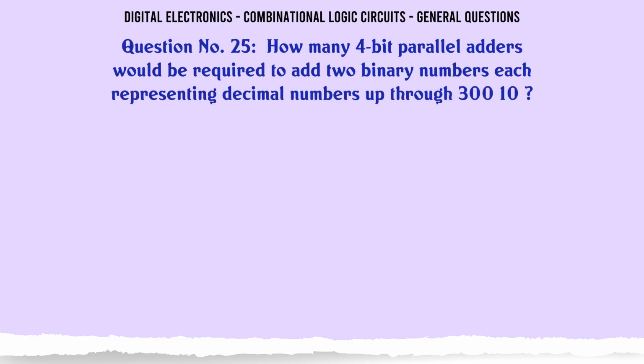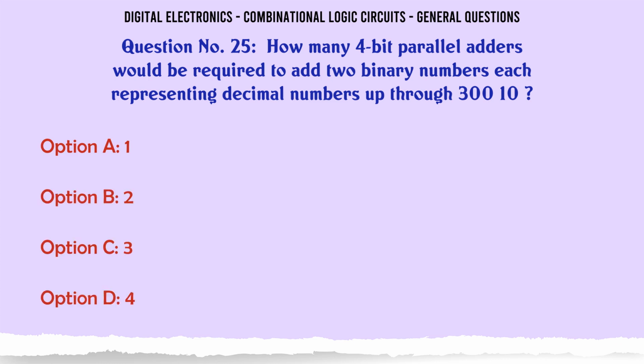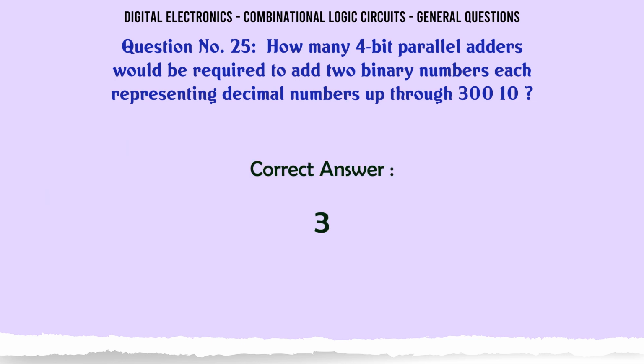How many 4-bit parallel adders would be required to add two binary numbers each representing decimal numbers up through 310? A. 1, B. 2, C. 3, D. 4. The correct answer is 3.